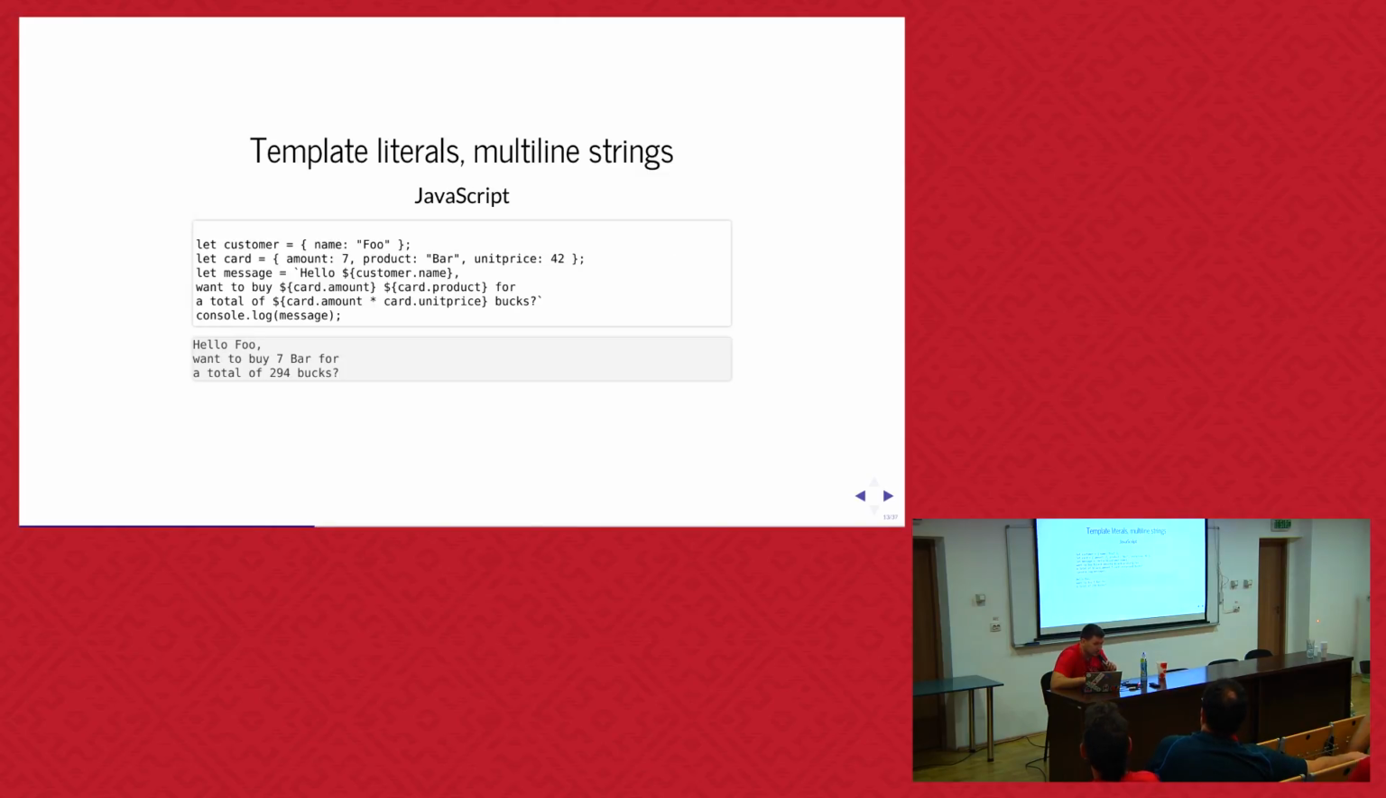Oh, a neat JavaScript feature: multiline strings and template literals. They can interpolate string variables inside of a string. They can interpolate even expressions inside of a string. And as you see by this example, as a result, there is an actual value instead of the expression.